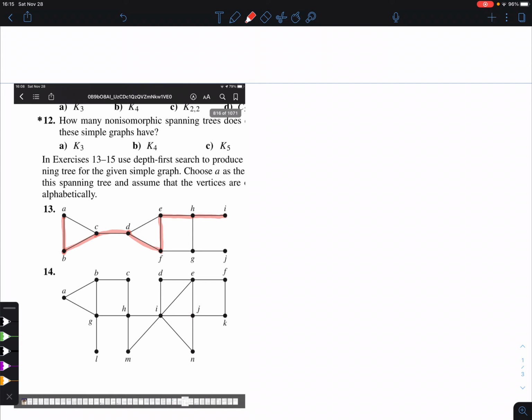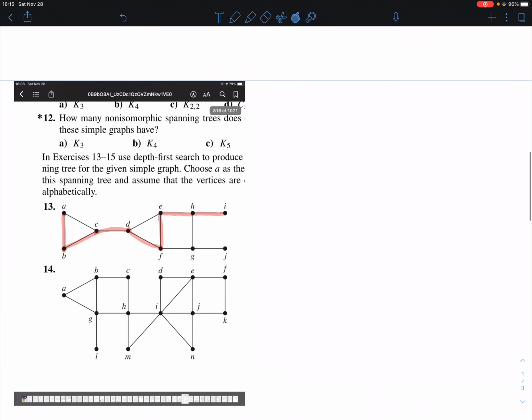Now, once I am in I, there's nothing left anymore, so I backtrack. Do I have anything else I can do in H? Yes, you can. So we go in H. And then what can I do here in G? I can go to J, and then I have everything.